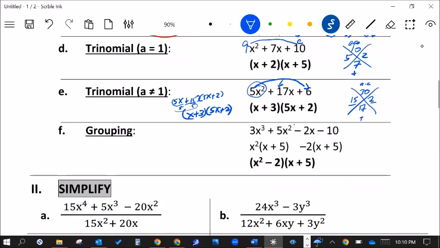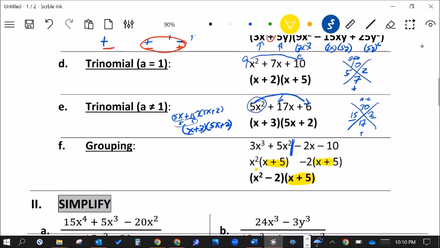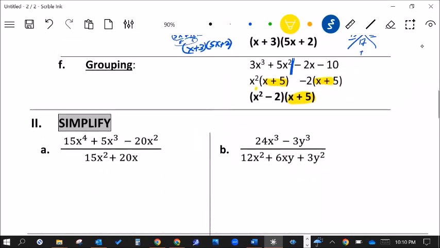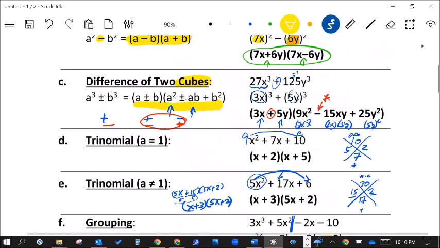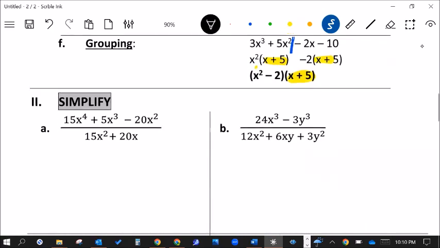And then the grouping method is where you group the first 2 and then the second 2, and you take out the common factors. And as long as this is the same, you can then take that out as a common factor and put the x squared minus 2. Ooh, if that had been x squared minus 1, I would have factored it again as a difference of 2 squares. Now we're going to use those different factoring techniques in these problems.